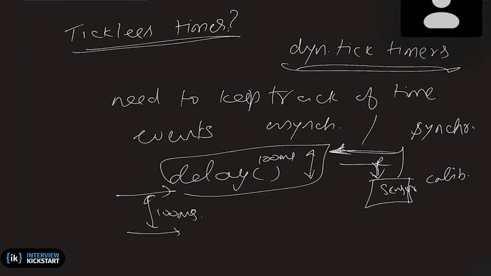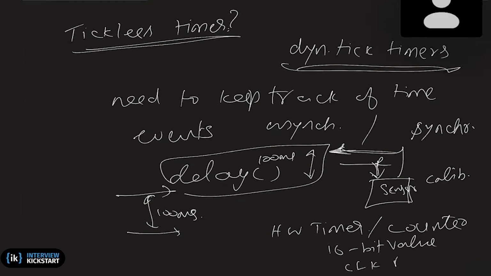Now, where does that come from? That comes from the hardware timer or counter. You can program any value in the counter, some 16-bit value. This value is decremented at a certain clock rate. You can count up or count down also, but it is updated at a certain clock rate. Typically when the counter becomes 0, if it is counting down, it generates an interrupt, a timer interrupt.